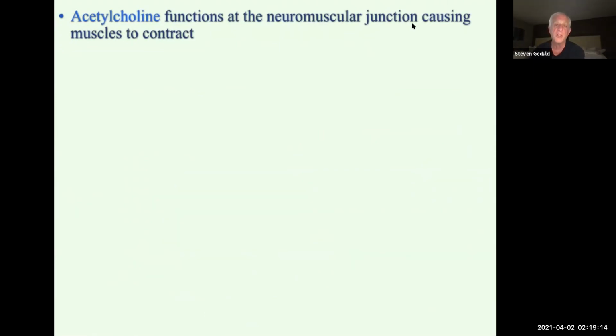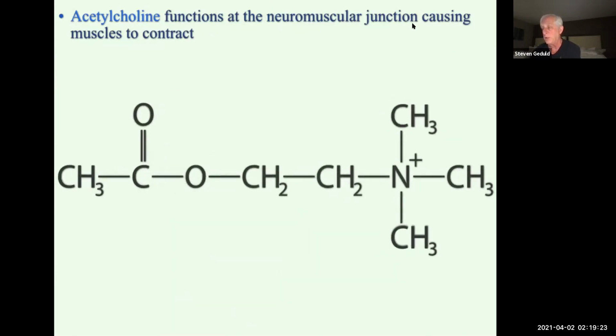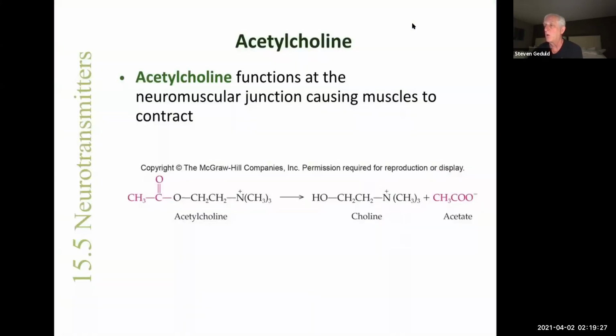Acetylcholine is also a neurotransmitter. Acetylcholine causes our muscles to contract. It's released at the neuromuscular junction. That's acetylcholine. Acetylcholine functions at what's called the neuromuscular junction. Acetylcholine breaks down to choline and acetate ion.